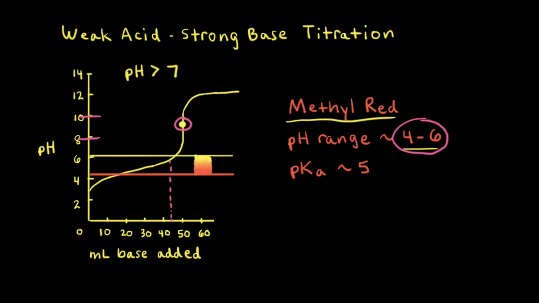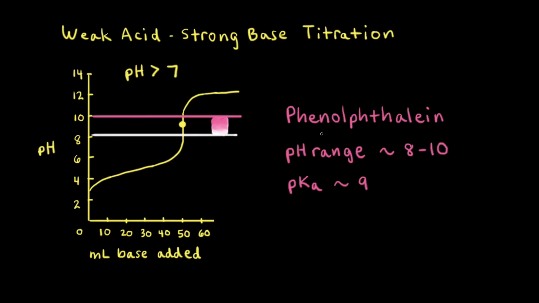Another way to think about this is with pKa values. For methyl red, the pKa value is approximately 5, and the goal is to match the pKa value as closely as possible to the pH at the equivalence point. But since the pH at the equivalence point is between 8 and 10, that's too far away from 5. So by looking at the pKa value, we know that methyl red is not a good fit for this titration.